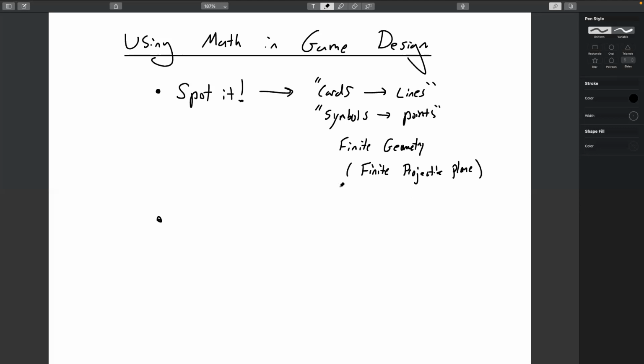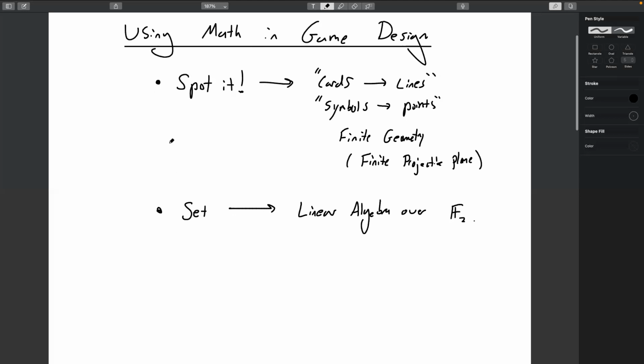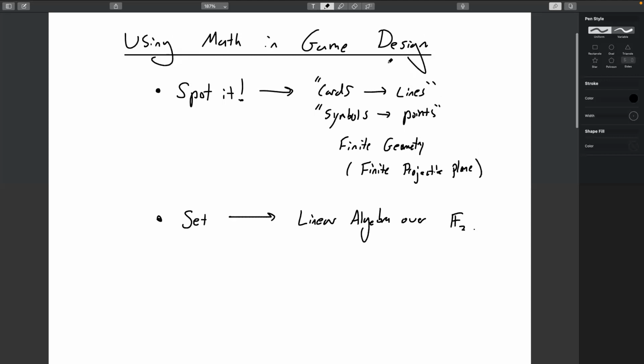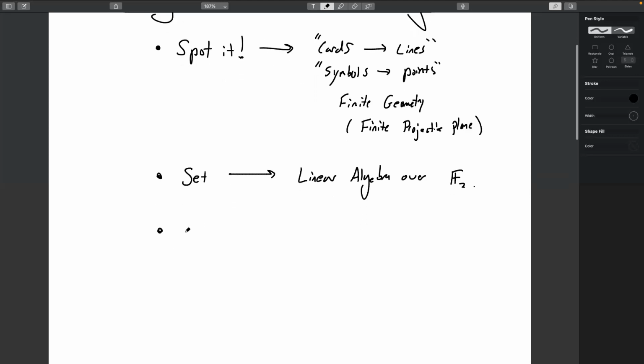Okay, another kind of finite projective geometry game is called Set. I don't know if any of you have heard of this game, but it also corresponds to some finite geometry, where you're doing linear algebra over a field with two elements. These are not the games that I'm going to concentrate on today. I just want to give you some other places where surprisingly advanced mathematics is used in game design. The game that I'm going to be focusing on today is a game called Tsuro.